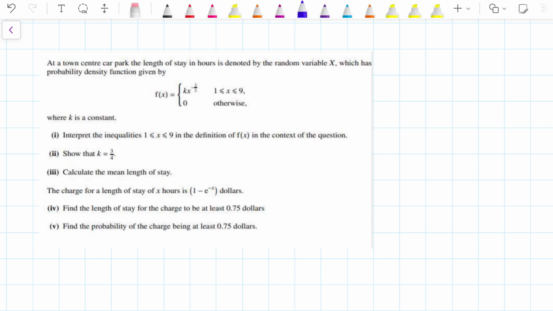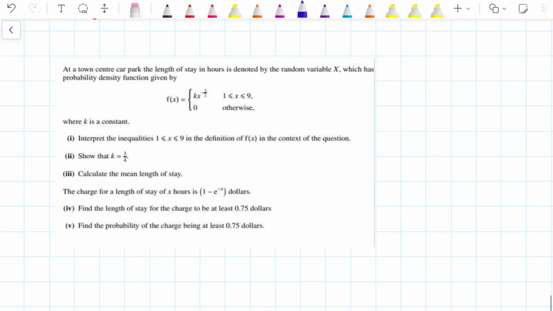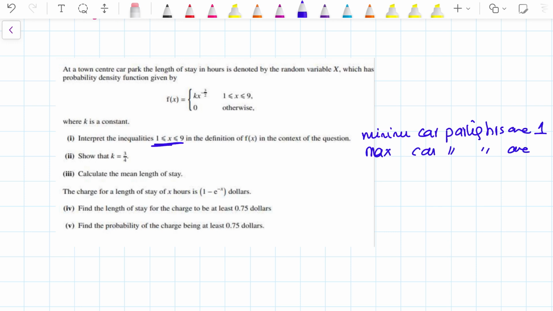All right. So when I say this is the length of stay in hours, I can say that the minimum stay of a car in the car parking is 1 hour, and the maximum stay of a car in the car parking is 9 hours. Minimum car parking hours are 1. Maximum car parking hours are 9.